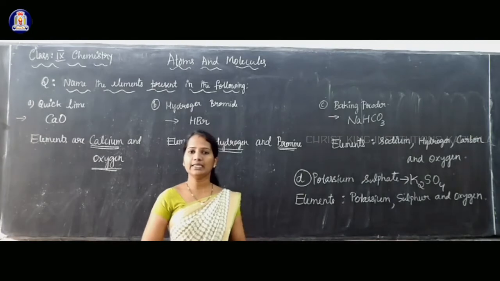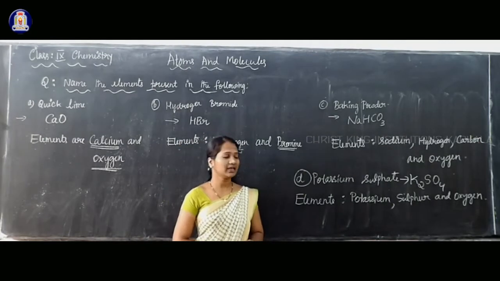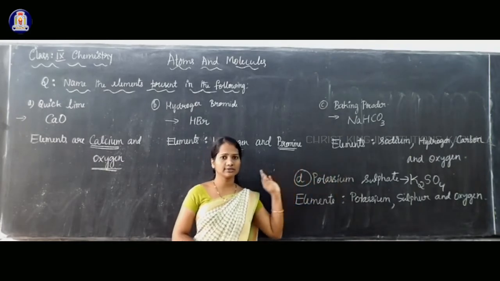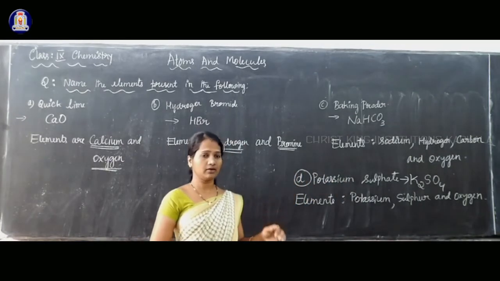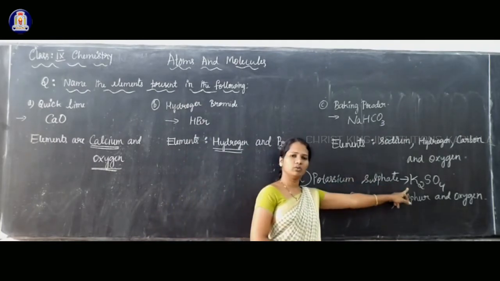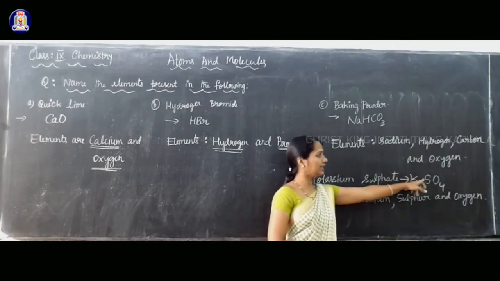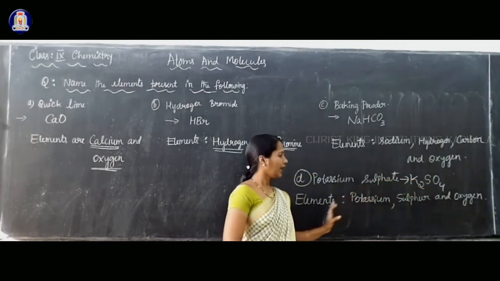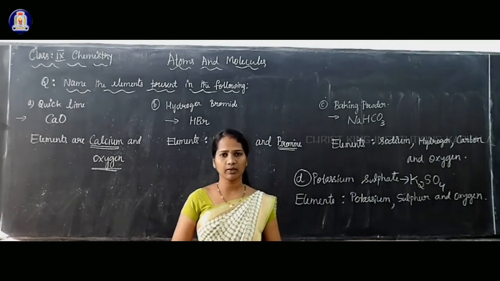To write the elements present in a given compound, you can easily do it by writing its chemical formula. It is not compulsory that you write the chemical formula. But if you write it, you can easily understand the elements present in that formula, and easily write the elements present in the given chemical compound.